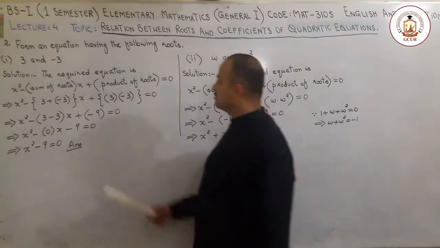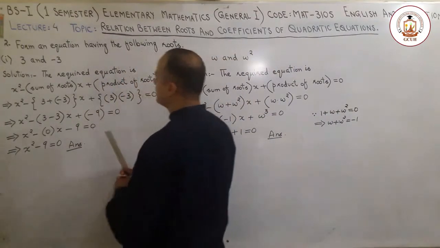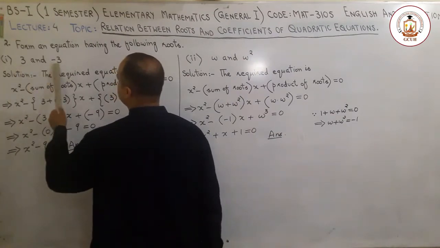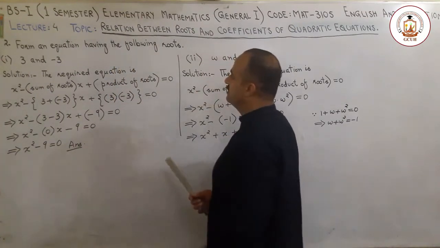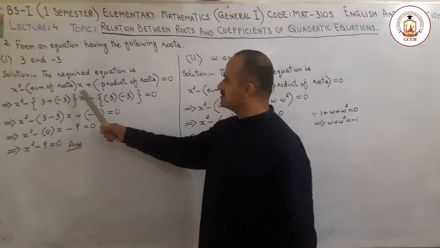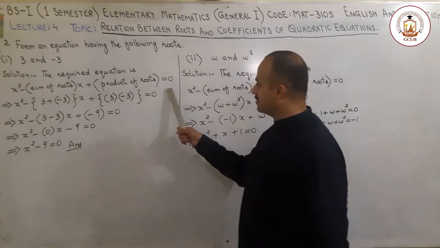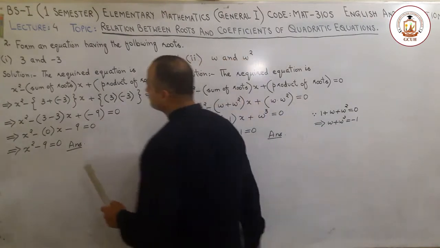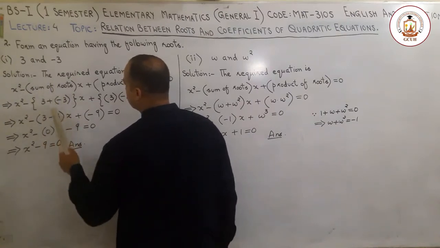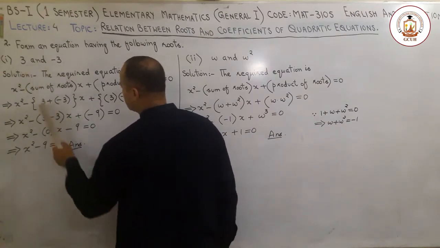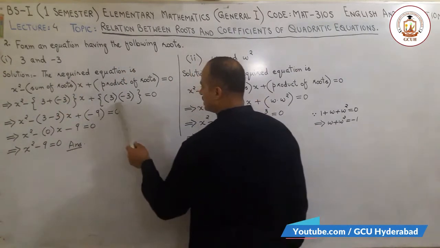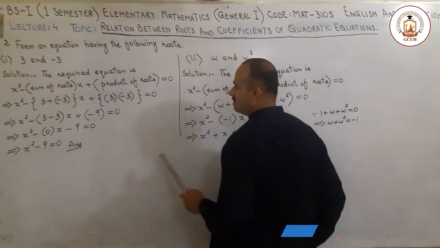So this is another question related with the topic. Here the roots are given, which are 3 and minus 3. So here we use the formulation x square minus sum of the roots times x plus product of the roots is equal to 0. So here let us substitute in the sum of the roots. So we add these two roots in this portion, and we multiply these two roots in this portion.